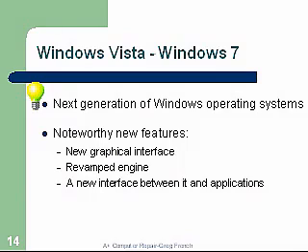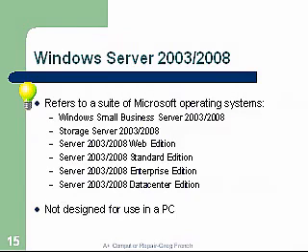Windows Server 2003-2008 refers to a suite of Microsoft operating systems. We've got business versions, we've got storage, we've got web, standard, enterprise, and data center. They came out with a lot of different flavors, a lot of different versions. Not designed for use on the PC. XP is our primary operating system for the PC.